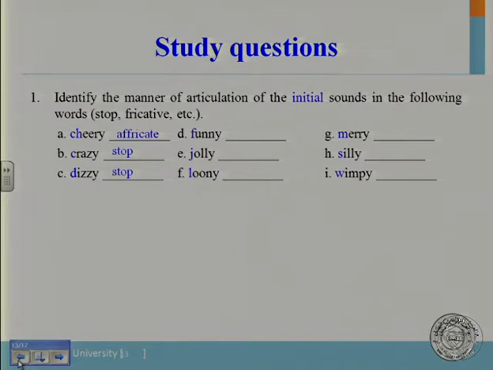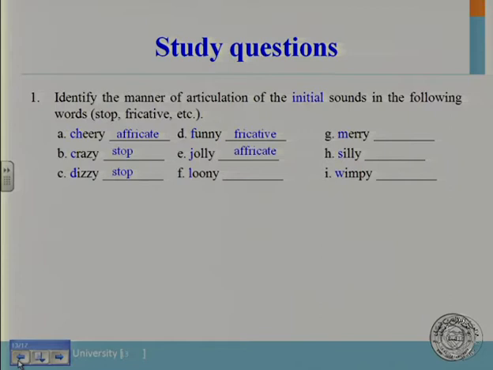Funny. F. It's a fricative sound. Jolly. Next. This sound, jolly, is called affricate. It is an affricate sound. Next is loony.